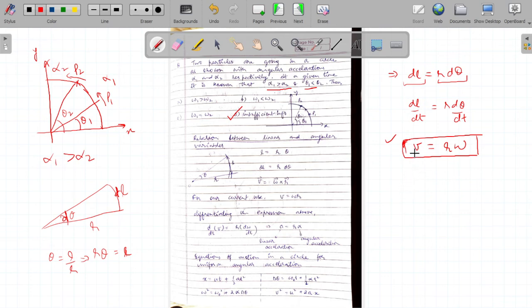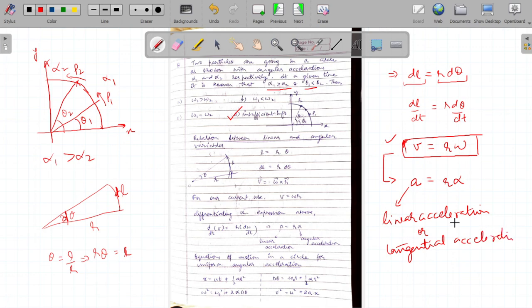Now we can differentiate it even further. After differentiating the expression of velocity, we would get the acceleration of the particle, and by differentiating the angular velocity of the particle, we would get the angular acceleration of the particle. This acceleration is actually the linear acceleration of the particle, and it can sometimes be called the tangential acceleration of the particle. So after differentiating velocity, we get linear acceleration, and after differentiating angular velocity, we get angular acceleration.